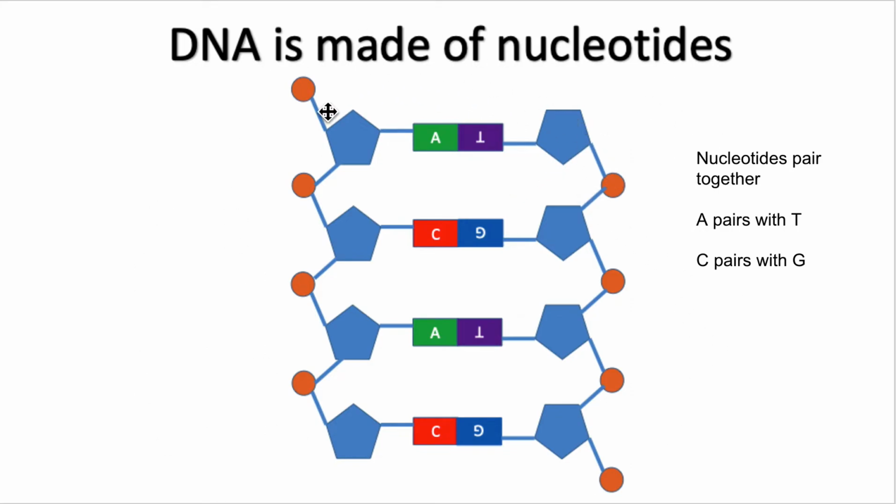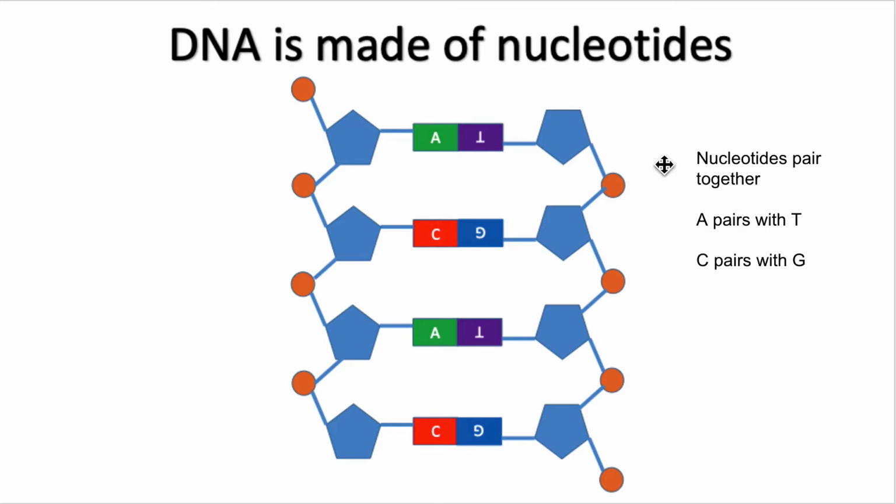But when I add these nucleotides together, I'm going to form DNA. And one thing you might notice is in DNA, they go in different directions, right? So my nucleotides are going one direction on this side of my DNA, and on the other side, they're going a different direction. Now, these nucleotides base pair together, and this is really important for you guys to understand.